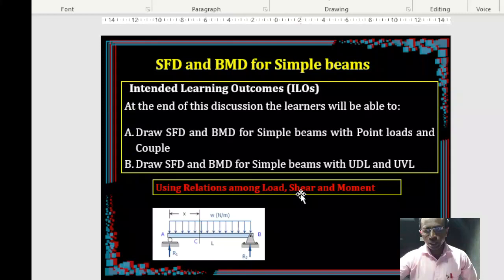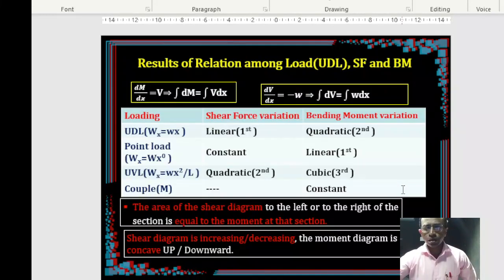For establishing the relation between the load, shear force, and bending moment, we considered a simply supported beam subjected to a uniformly distributed load. The outcomes of that discussion are listed here. The relation between the shear force and bending moment is like this: the rate of change of bending moment at a particular section is equal to the shear force at that section.